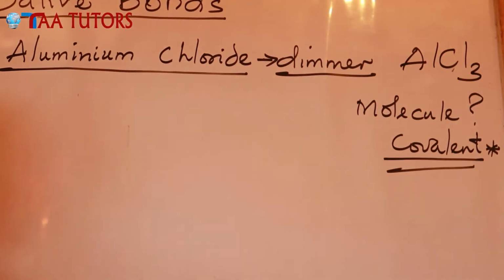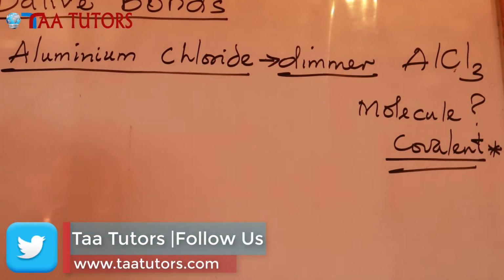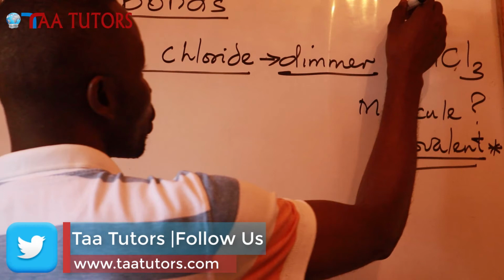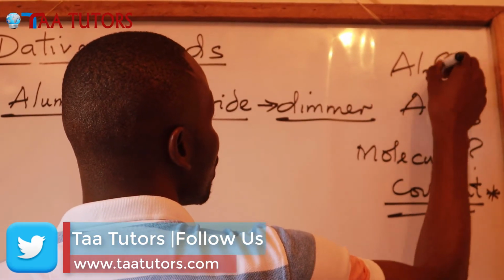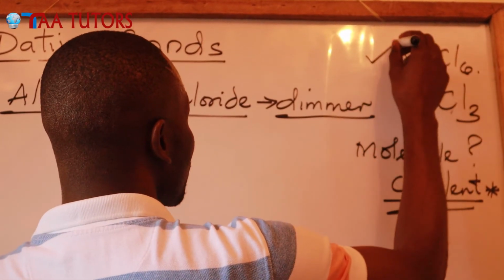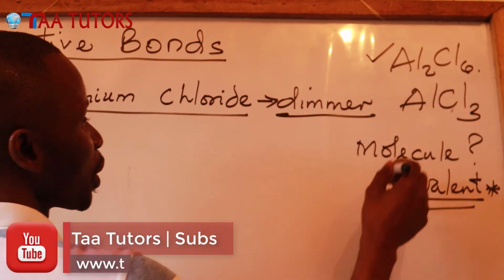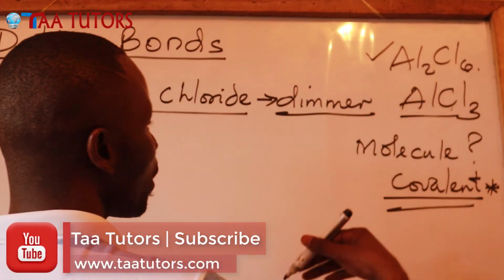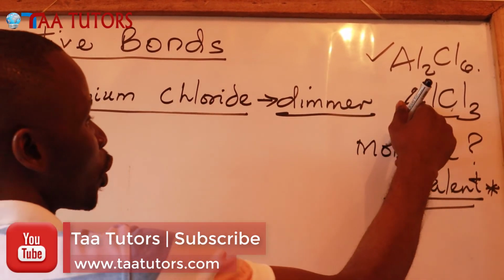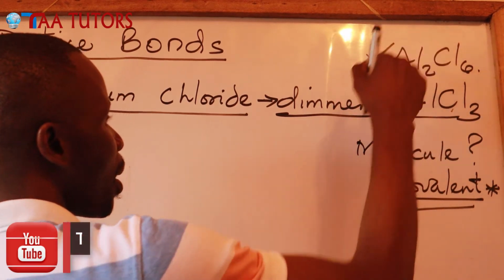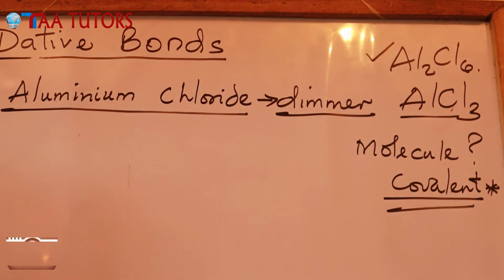Why? We are going to see why that is not possible. Why it has to be Al2Cl6. This is the correct formula of aluminum chloride. This is kind of one molecule, so a dimer, meaning a dimolecule. We need two of these to form the dimer that we have up there.